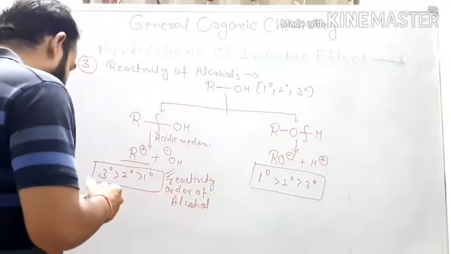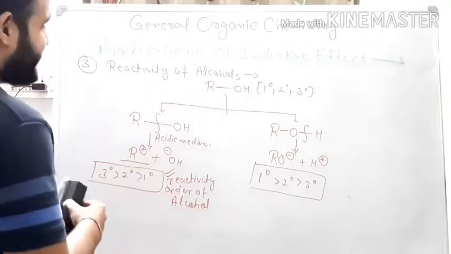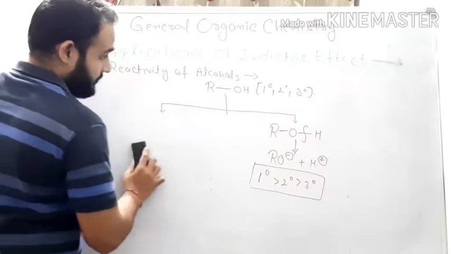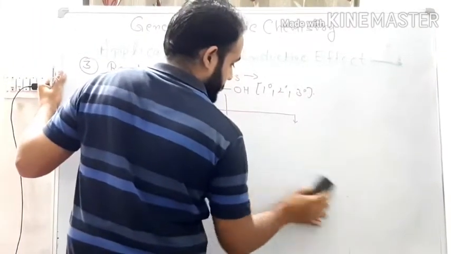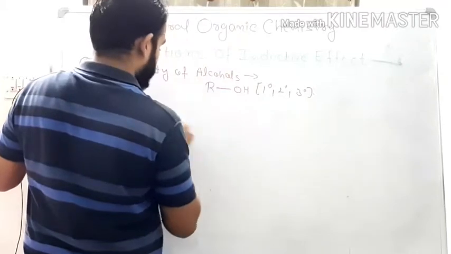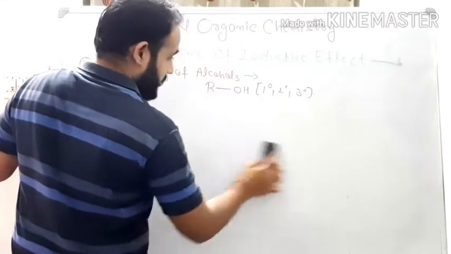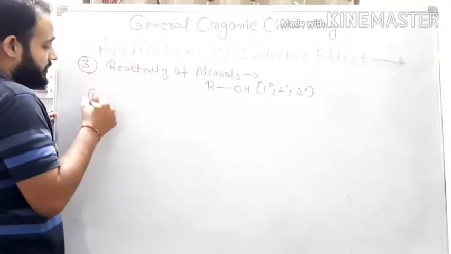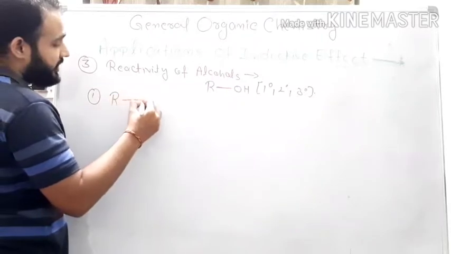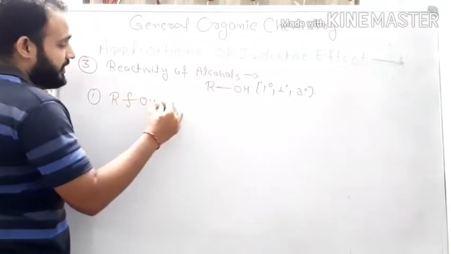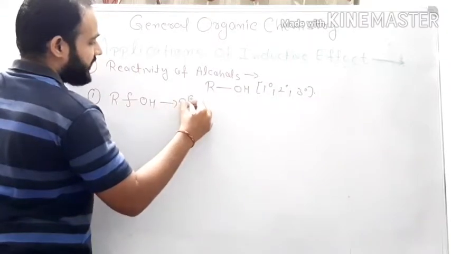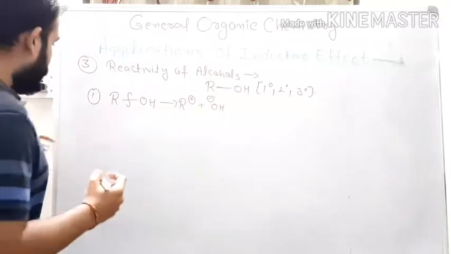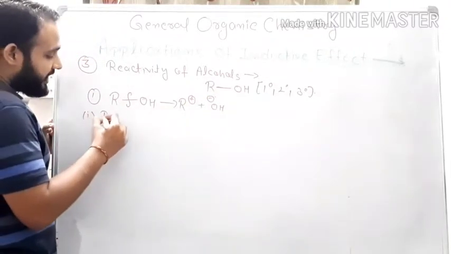Okay, now we can discuss some examples of the reactions of alcohols. So friends, we have two conditions. See, in the first condition we talk about bond cleavage between carbon and oxygen, and the formation of R plus cation and OH minus anion occurs. So first of all, our well known example is dehydration of alcohol.